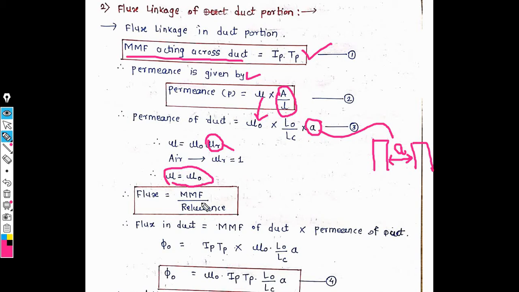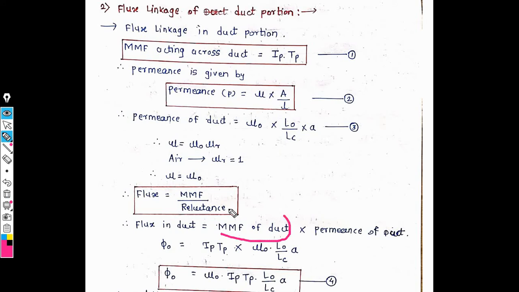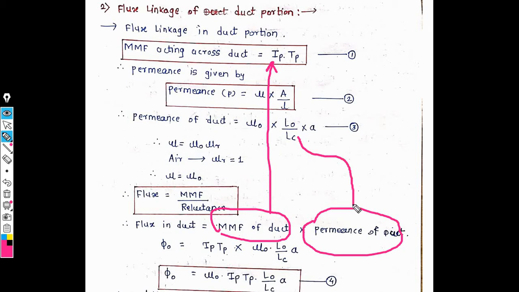Then the same formula for flux: flux is equal to MMF upon reluctance, but 1 upon reluctance is equal to P, that is, permeance is the reciprocal of reluctance. We have to find the flux in the duct portion. The MMF of the duct is already calculated here, that is IP into TP, and the permeance of the duct is calculated here, mu 0 into L0 LC upon A.